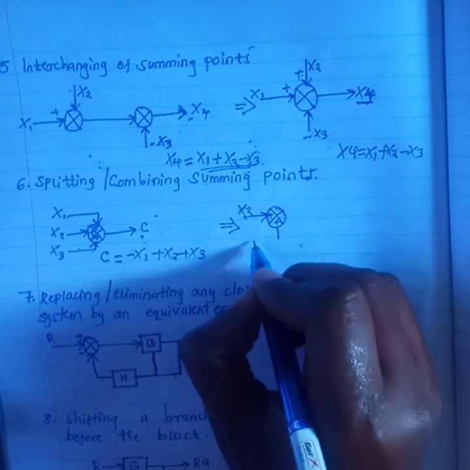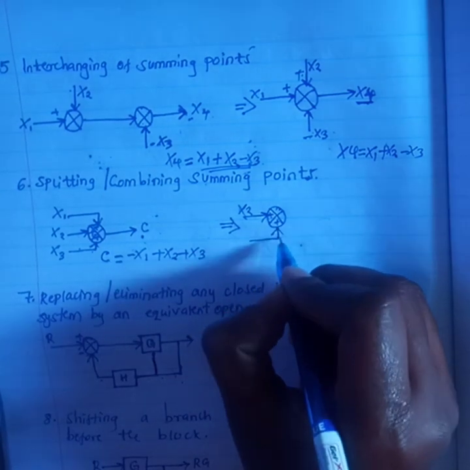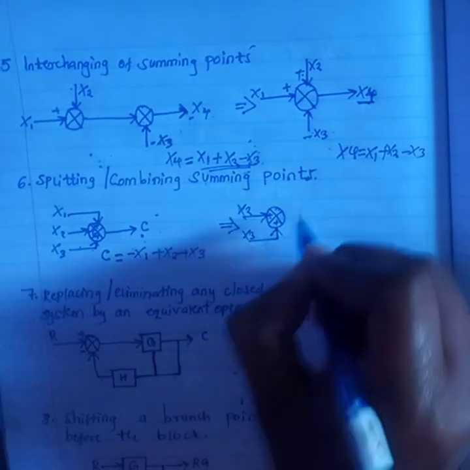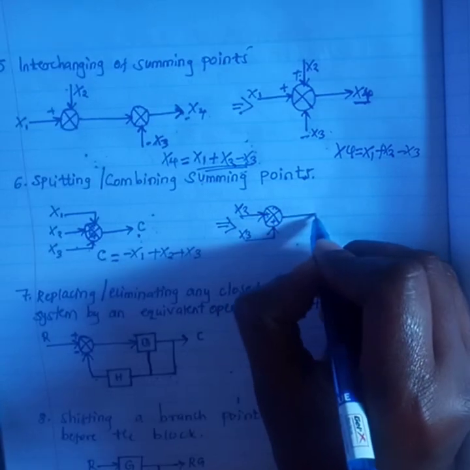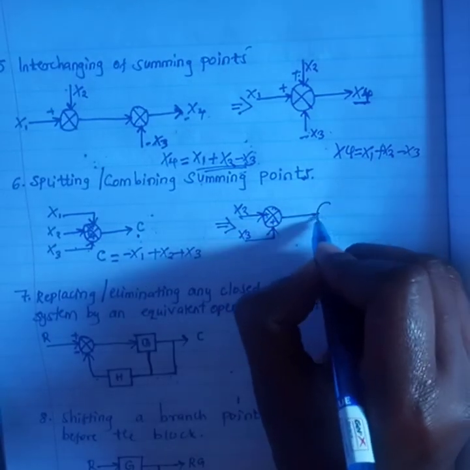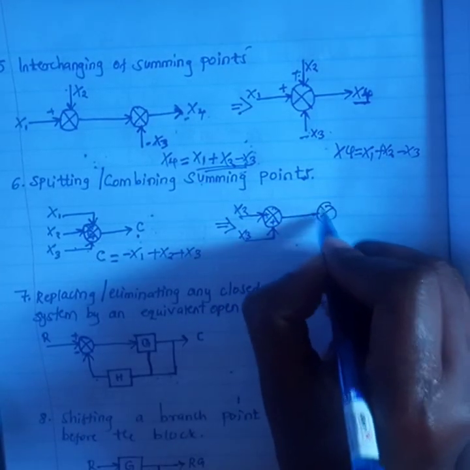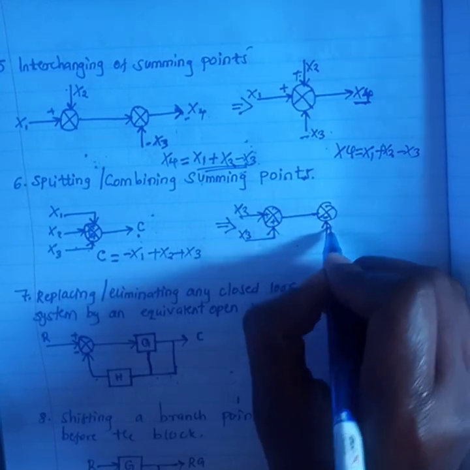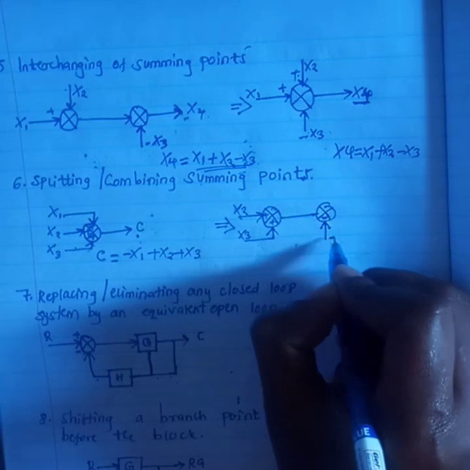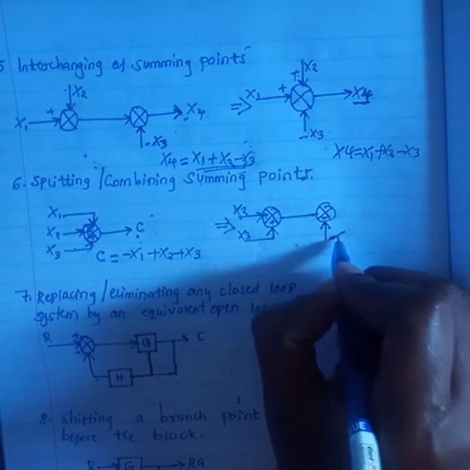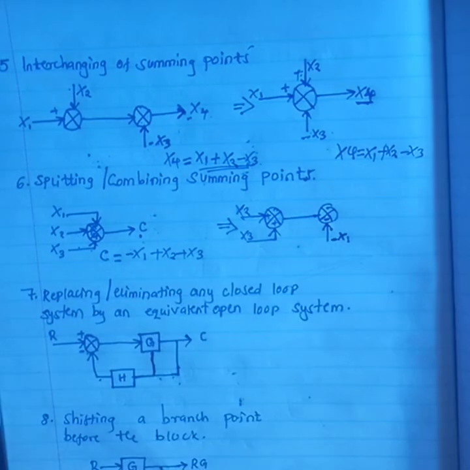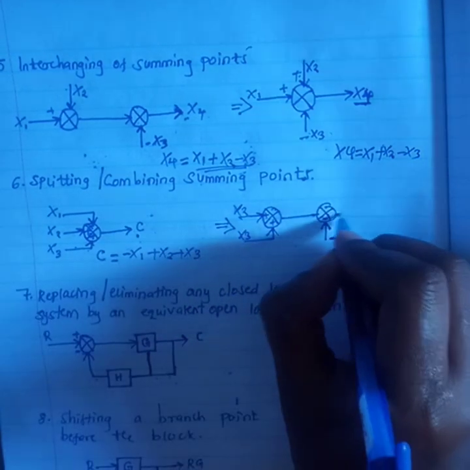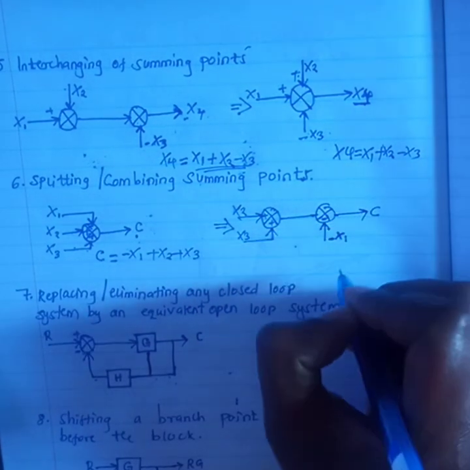Then I can just put my x3 here. Then I can have this summing point like this. This was minus. I connect this one to minus x1. We have that. Then I have the output C.